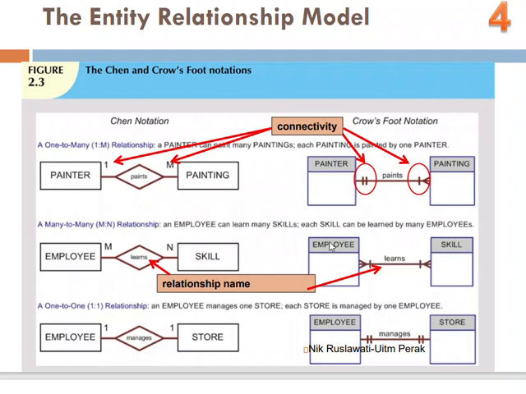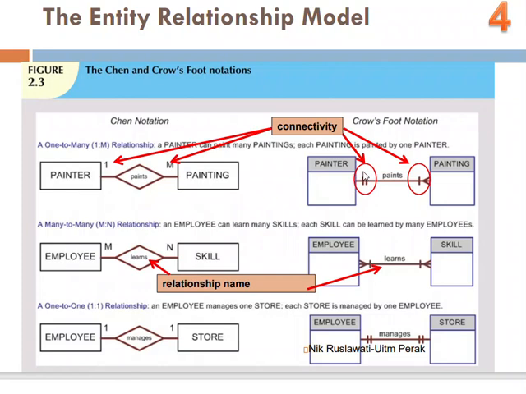Okay, untuk silibus kita akan guna crossfoot notation. Crossfoot beza dia dengan chain notation tadi. Dia menggunakan garis lurus sahaja untuk menunjukkan relationship tu. Okay, so for relationship name, you just write on top of the line. Okay, learn, paints, manage.